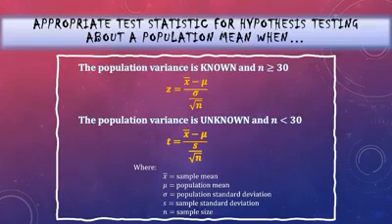But if the population variance is unknown and our sample size is less than 30, we're going to use the T statistic, and this will be equal to the sample mean minus the population mean all over the sample standard deviation over the square root of the sample size.